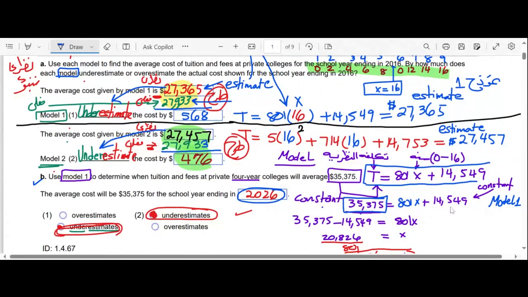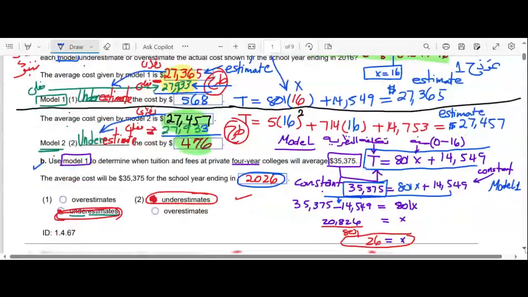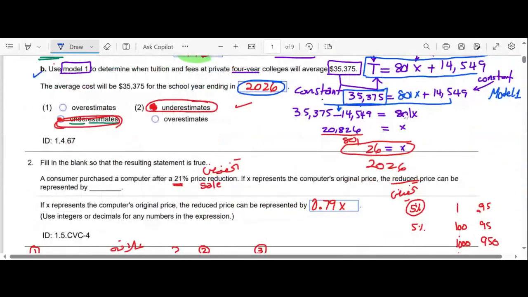So I'm going to move this number to where? To the left side. So you get 801x equals what? 35,375 minus 14,549. Subtract this from this, what are you going to get? Yalla, by the calculator. 20,826. Exactly. And you need to get rid of the 801.